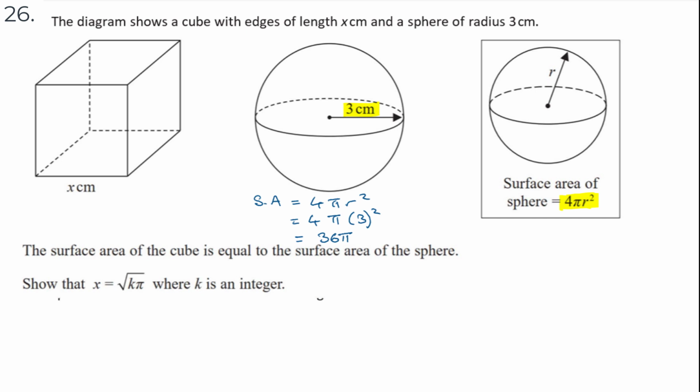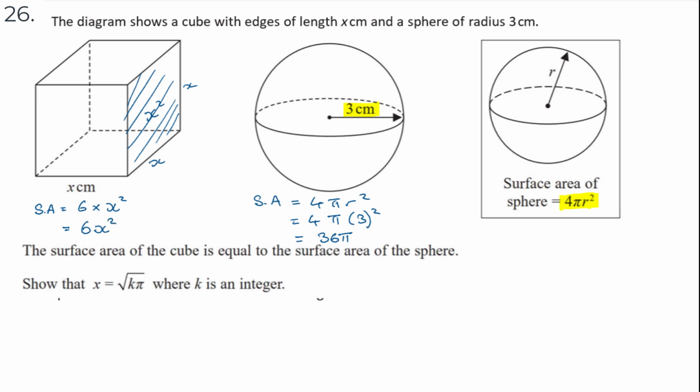Okay, now over to the cube. It's a cube, isn't it? Yeah, it's a cube. That means all the sides are the same length, isn't it? So we've got x, x, and x. So what is the surface area of a cube? Well, with a cube you've got 6 faces, haven't you? I've got 6 faces, and each face has an area of its length times its length, which in this case is x times x. So each face has an area of x squared, and there are 6 of them, so that gives me a total of 6x squared.